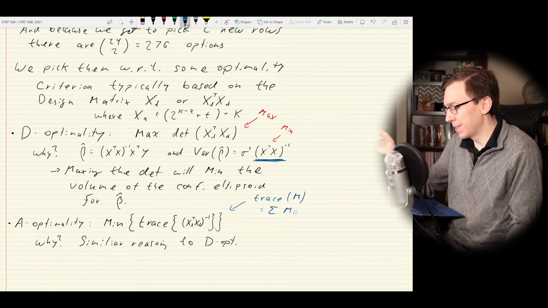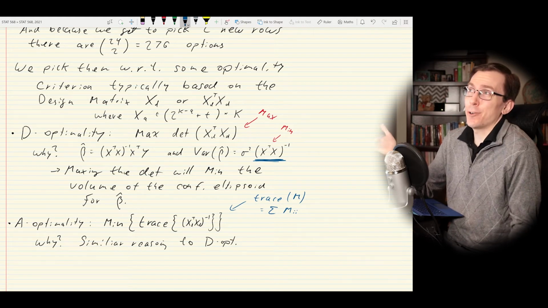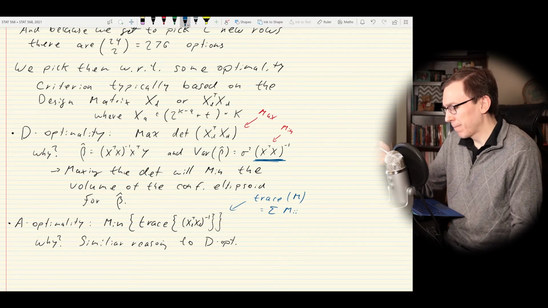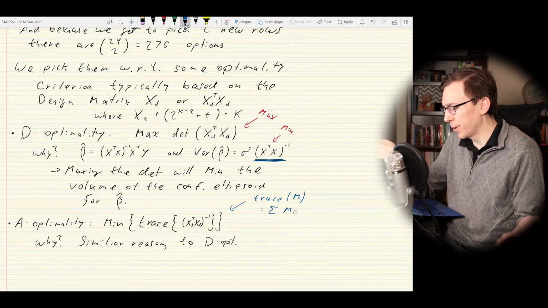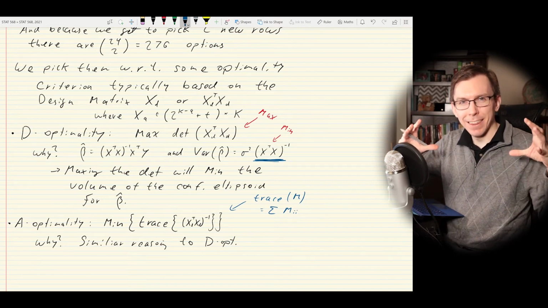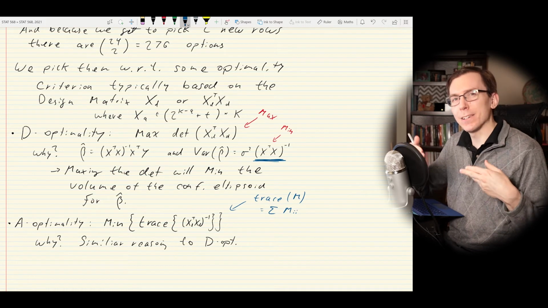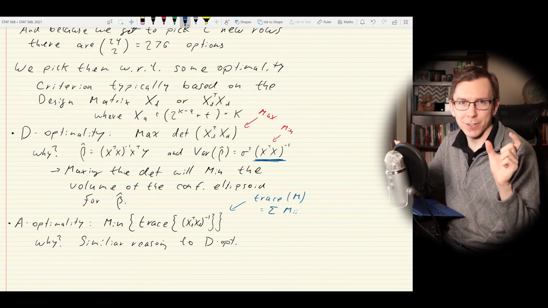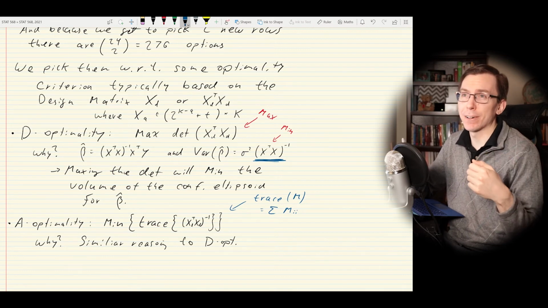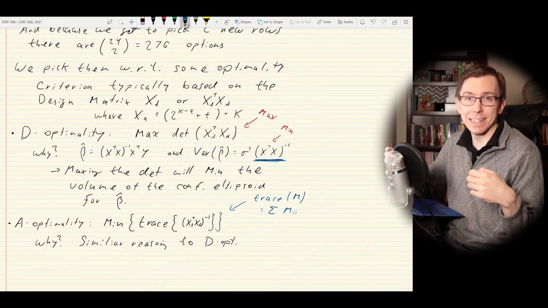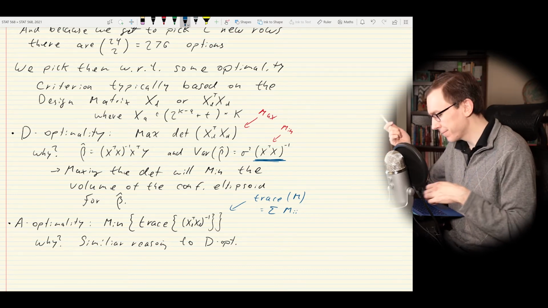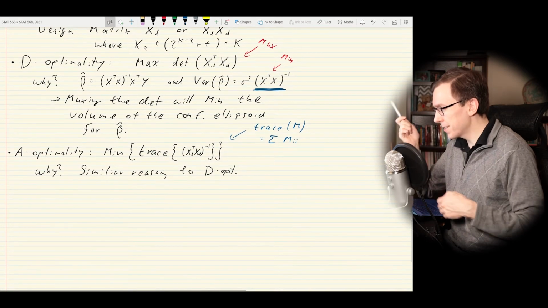How does it differ from the determinant? Well, they're not equivalent, but they're doing the same type of thing. By maximizing that determinant or minimizing the trace, we're both trying to shrink the variance of the least squares estimator as much as possible. That means we're going to get tighter confidence intervals, and more powerful statistical testing when we want to test for significance of certain main or interaction effects. So those two things are very nice.